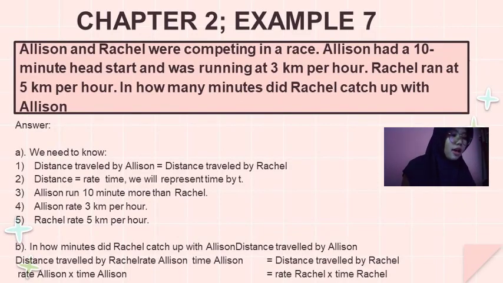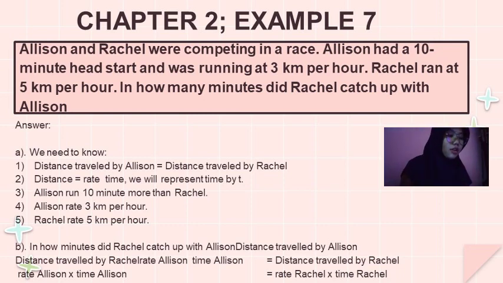Example 7. Alison and Rachel were competing in a race. Alison had a 10-minute head start and was running at 3 km per hour. Rachel ran at 5 km per hour. In how many minutes did Rachel catch up with Alison?